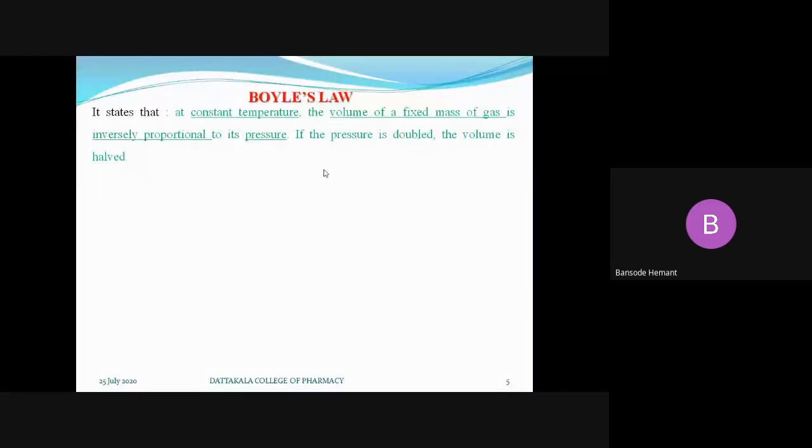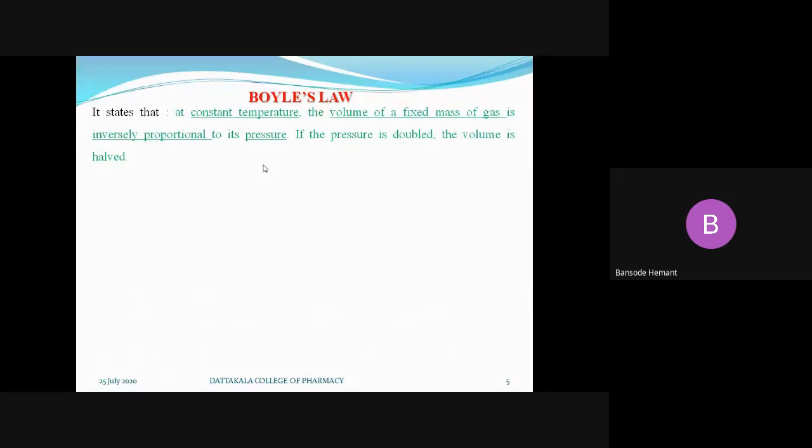He concluded his observation in the form of Boyle's law statement: at a constant temperature, the volume of a fixed mass of gas is inversely proportional to its pressure. The mass of the gas which you are taking at different pressures must be fixed. At any pressure, the mass of the gas sample which you take for the study must be the same.